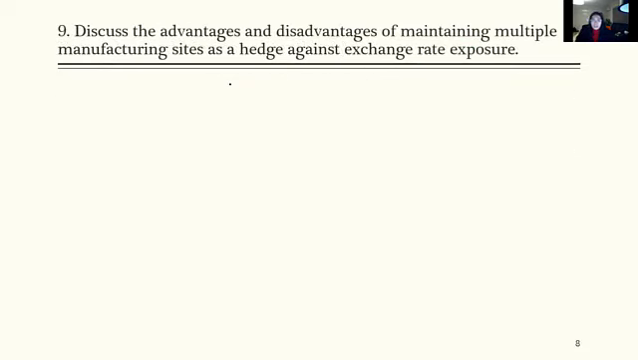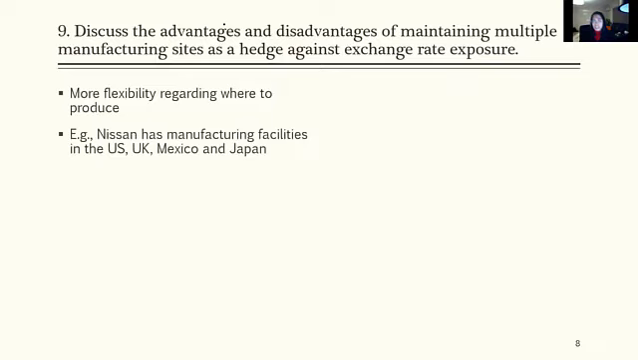Okay, questions 9 and 11. So question 9 is quite straightforward. Discuss the advantages and disadvantages of maintaining multiple manufacturing sites as a hedging strategy against exchange rate exposure, right? So on the positive side, if I have many manufacturing sites, it gives me more flexibility to choose where to produce, right? So for example, Nissan has a lot of manufacturing facilities around the world. So they've got four in 4 countries, the US, UK, Mexico, and Japan.